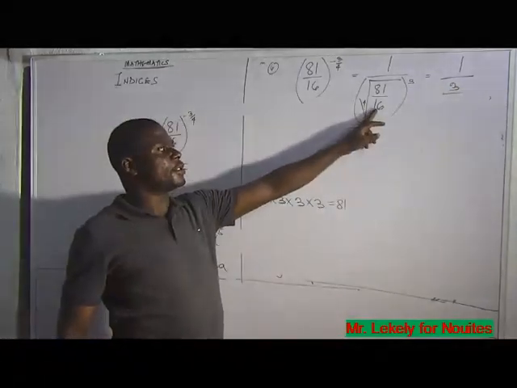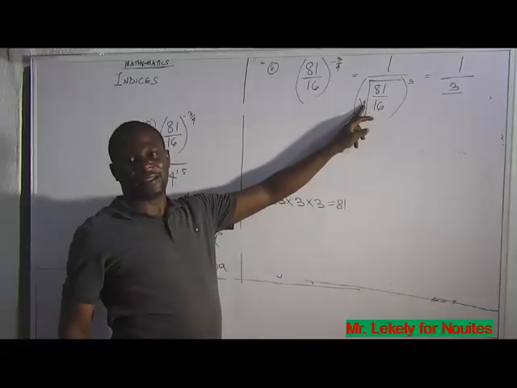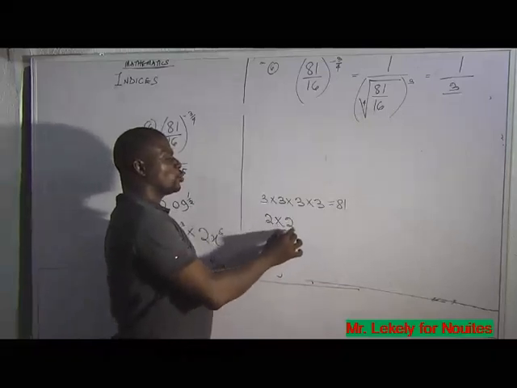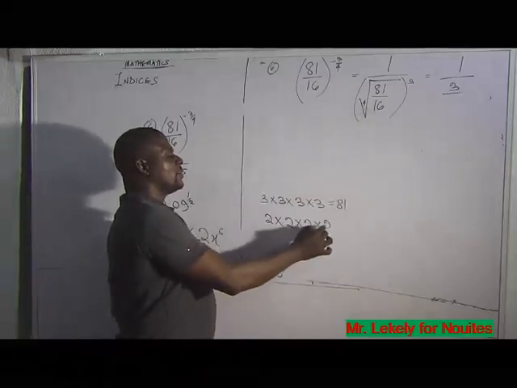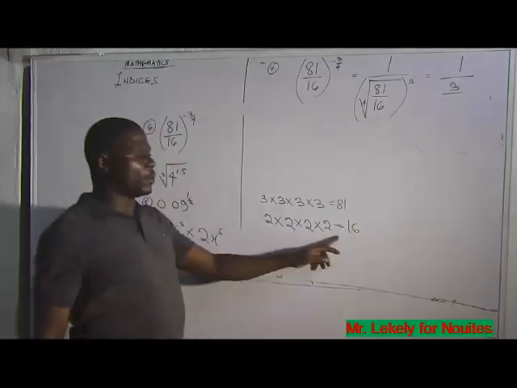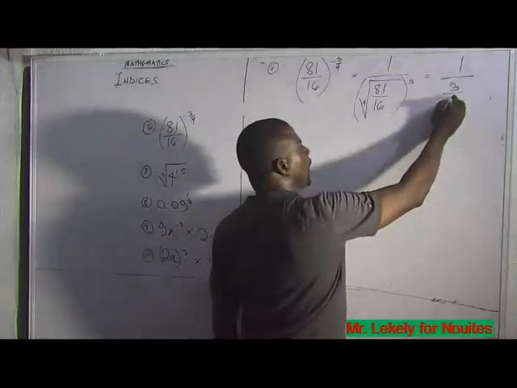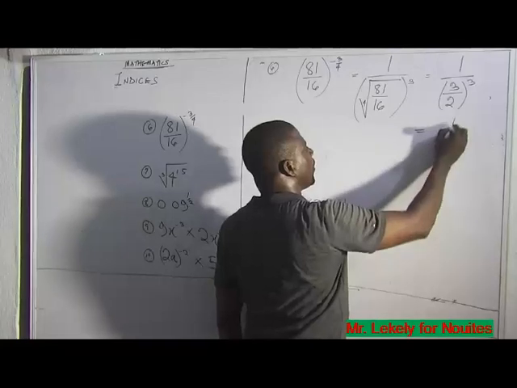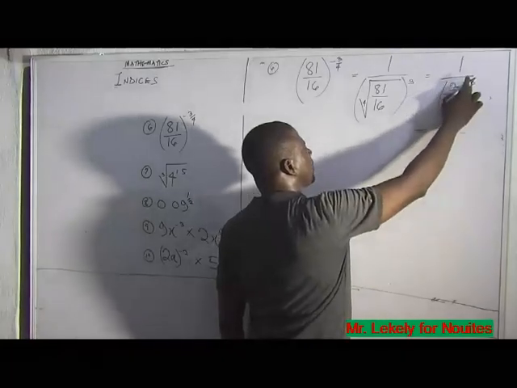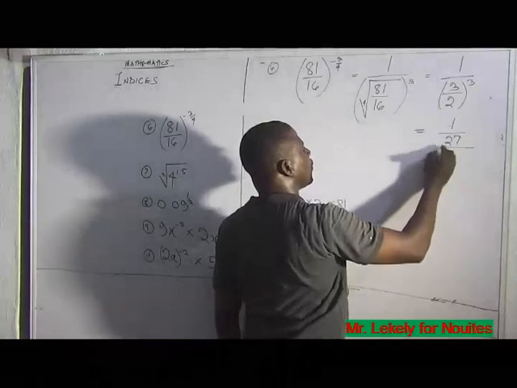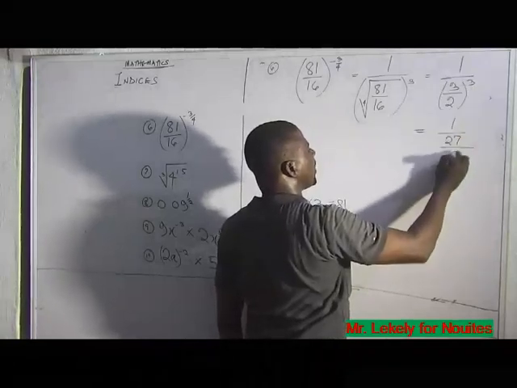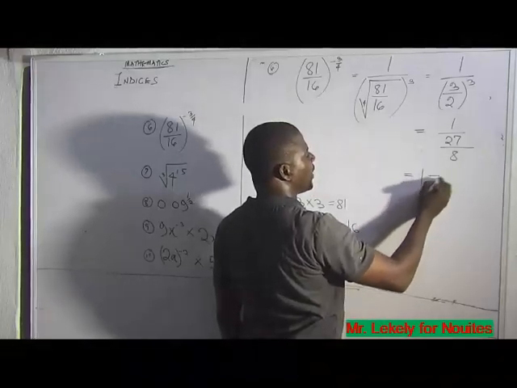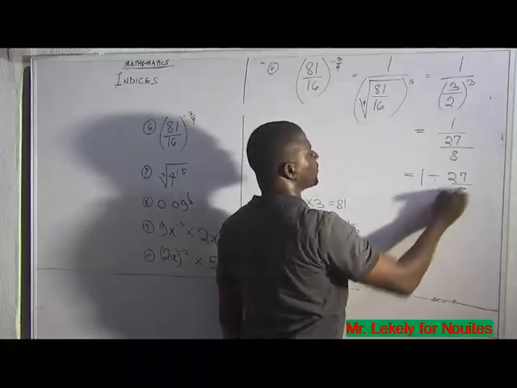Then this 16 means what 4 numbers will I multiply that are the same, that will give me 16. Of course, that is 2. 2 times 2 is 4, times 2 is 8, times 2 is 16. So the same number that I will multiply 4 times is 2. I'll write it. And because I have 3 here, put 3 on top. So here now I have 1 over 3 in 3 places is 27, over 2 in 3 places is 8. And this is the same thing as say 1 divided by 27 over 8.